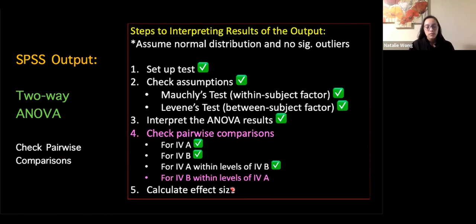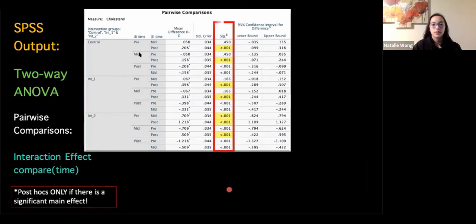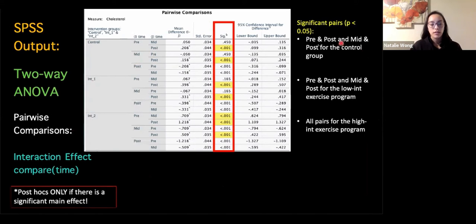The last one, we're going to be looking at the differences between our time points within each of our exercise programs. So for the control group, I'll list my pairs over here. For our control group, the pre and post measurements and the mid and post measurements were significantly different from each other.